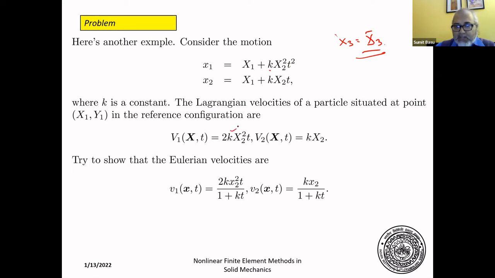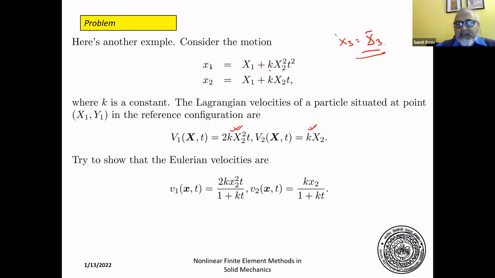So that's what I have got, and I take the derivative of this with respect to time. I get k capital X2. So these are my material velocities, the components of my material velocity. V3 is 0 because this is not a function of time. Okay. Now I want to convert this into spatial quantities.